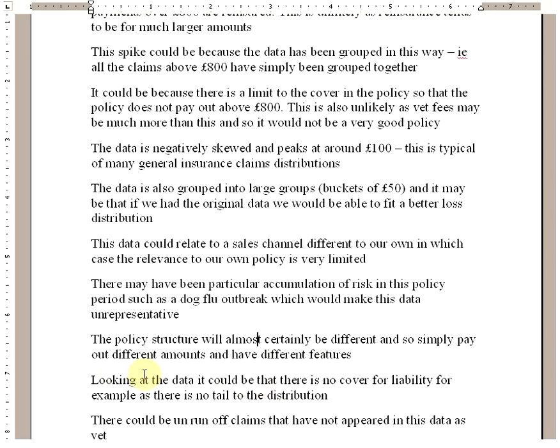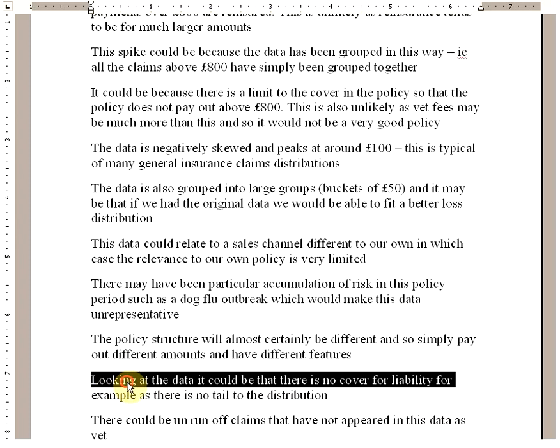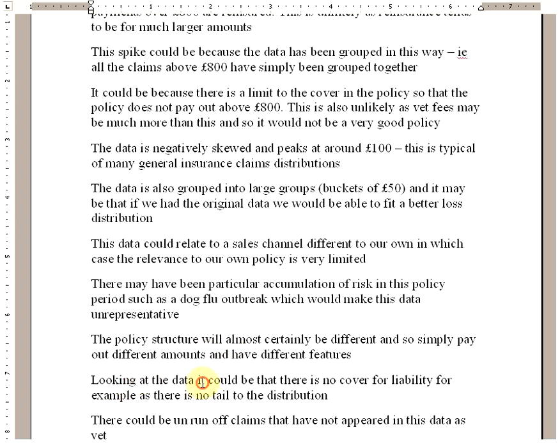And again, this is quite a nice point, because I've actually thought about the point above about different structures and said how that particularly looks like it could be relevant in this particular policy. There's no claims above £800. It could be that there is simply no liability in the policy, and it's just a veterinary fees cover. So again, relate that back to the actual data you're given and the question.